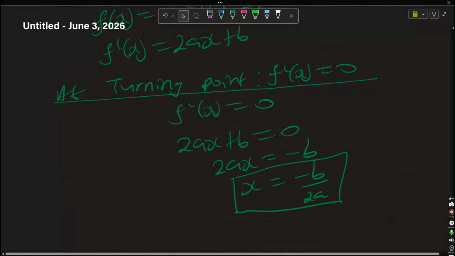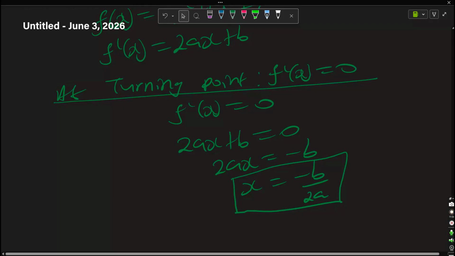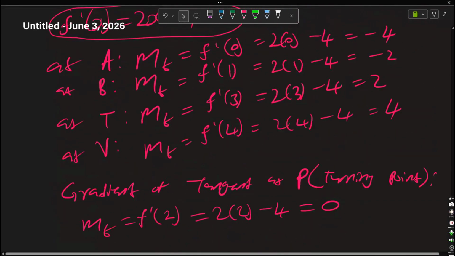So in grade 11, we didn't tell you why that is the case, but now in grade 12, we are proving to you why this is the case. I was showing you this so that you know where it comes from, and we are going to use this to calculate cubic functions. So this is what this is all about. So at a turning point, the gradient of the tangent is 0.